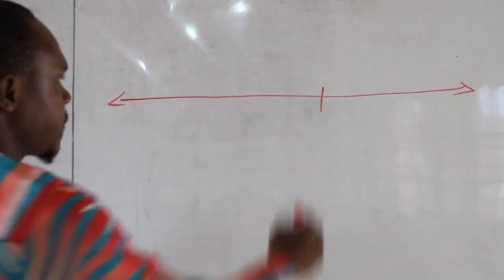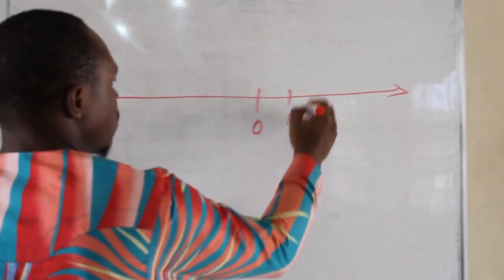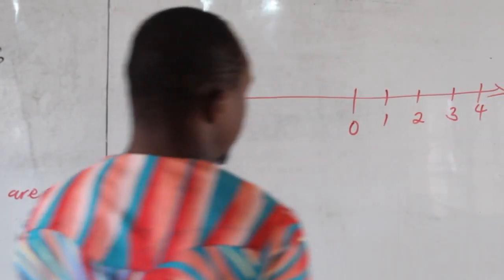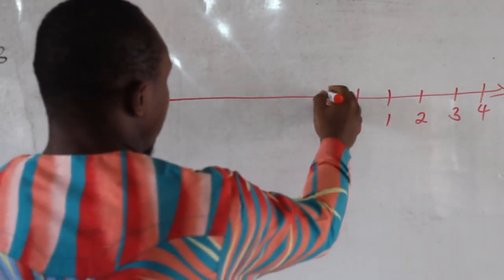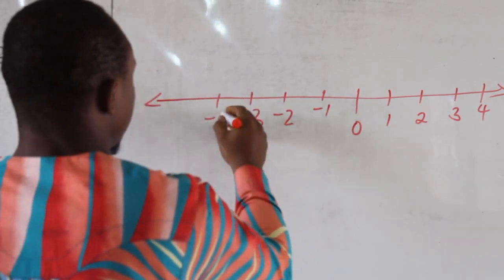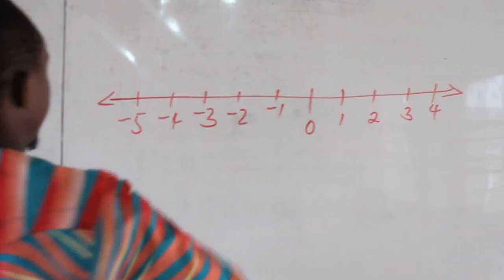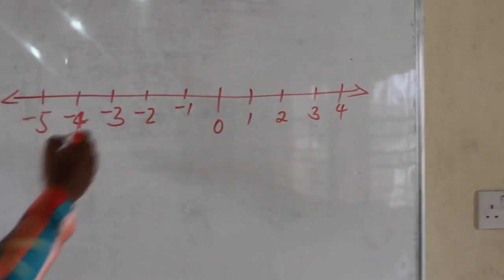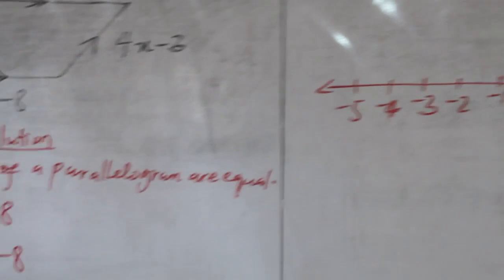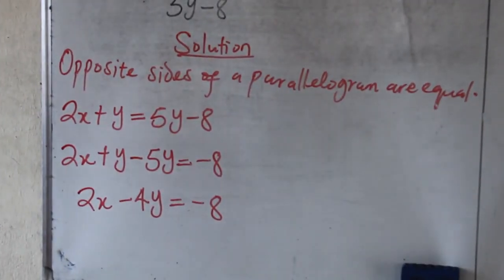This is our 0 mark. We have 1, 2, 3, 4, and so on. And to the left hand side of the number line, we have minus 1, minus 2, minus 3, minus 4, minus 5, and so on. Okay, so we have y minus 5y.